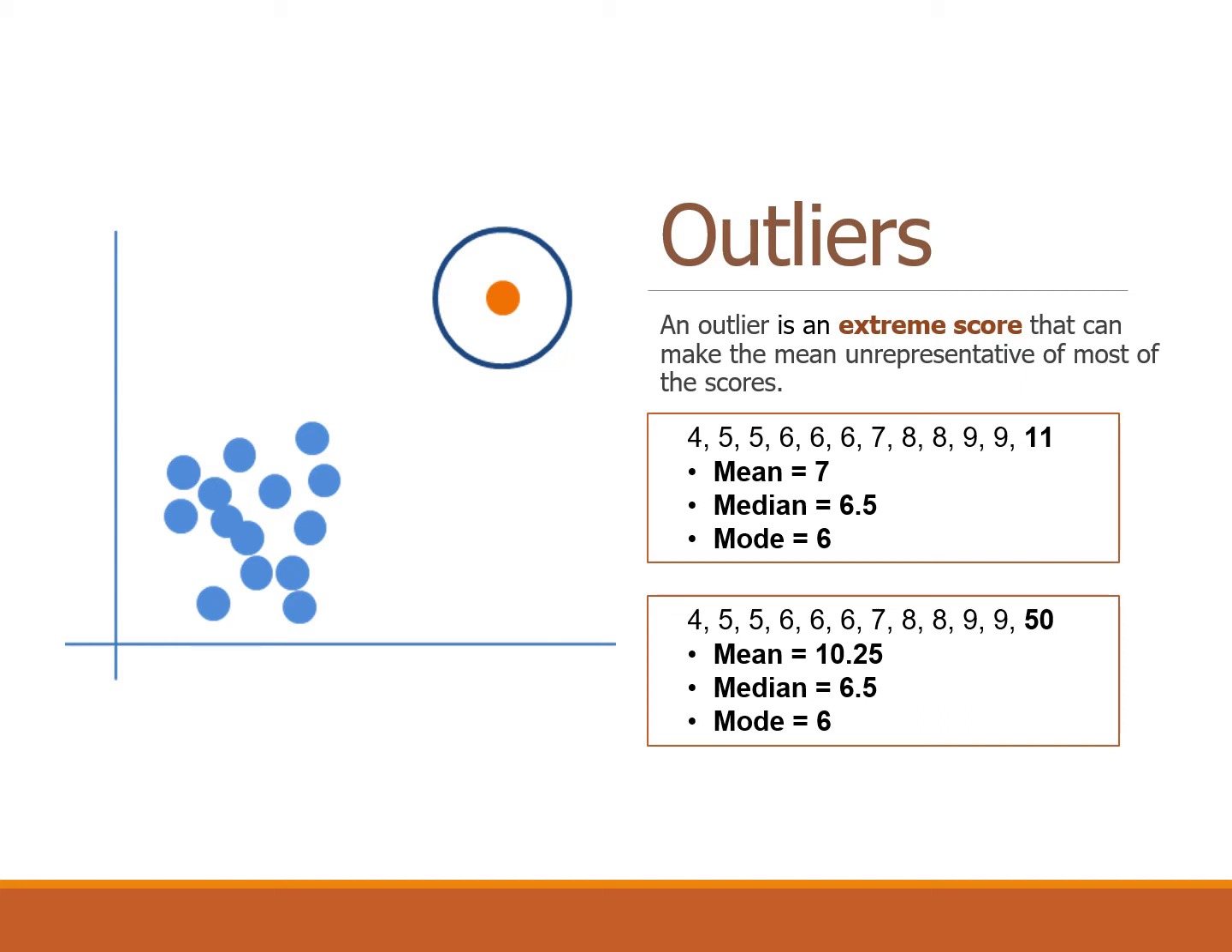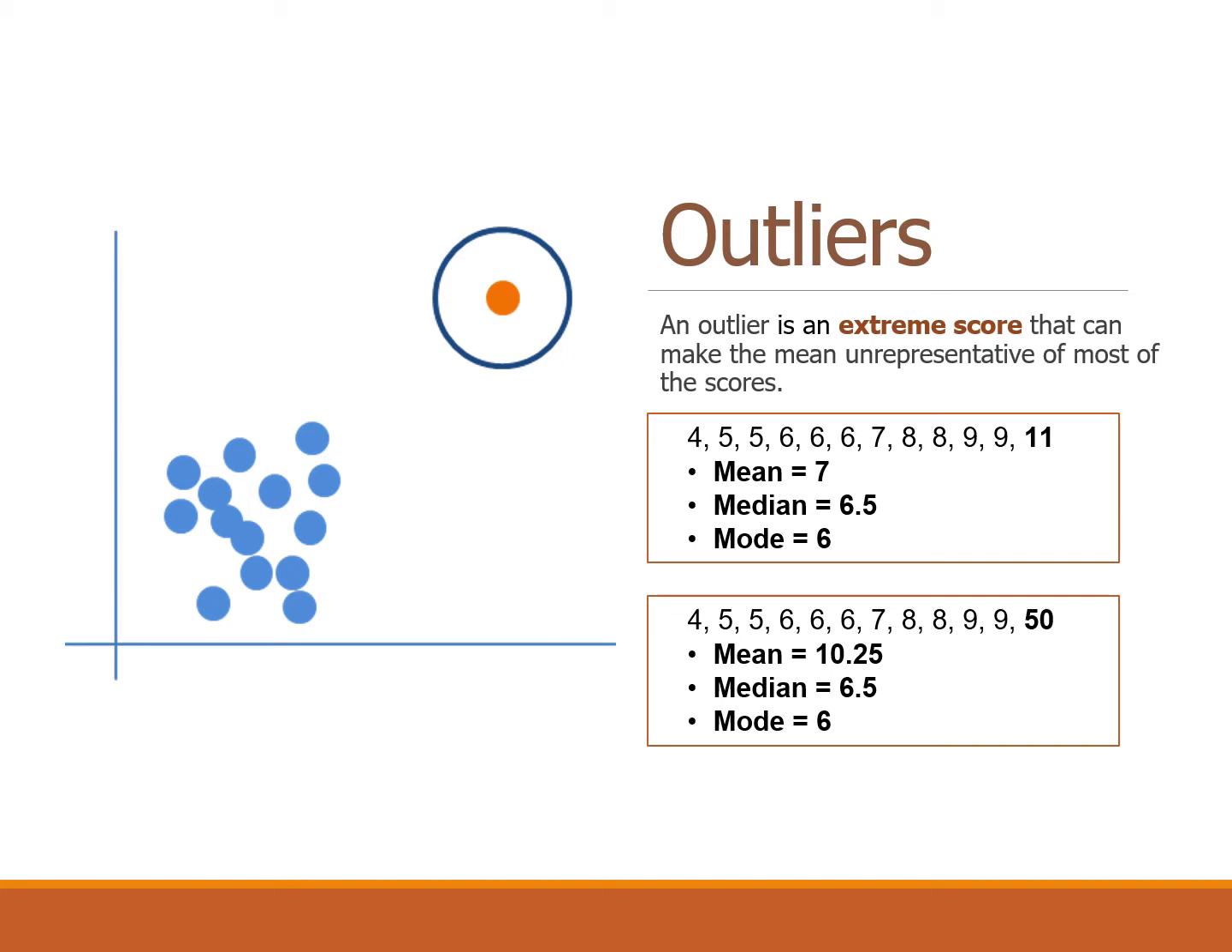So the median is still 6.5. The mode is still 6, just like before. But look at the difference in the mean for these 2 sets. The mean in the first set is 7. The mean in the second set is 10.25. See how much this 50 throws off the mean? This is that person who got a really high score on a test while everybody else failed. And so it throws off the average. It's not very representative of the whole class if we were to talk about this as a test score.